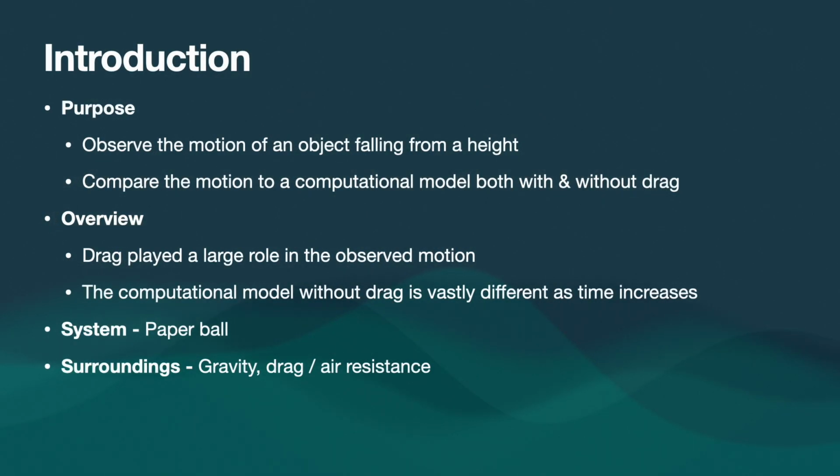So as an introduction, the purpose of this lab was to observe the motion of an object falling from a height, then compare the motion to a computational model both with and without drag. An overview: drag played a large role in this observed motion, and the computational model without drag is vastly different as time increases. Our system was the paper ball, and the surroundings were gravity, drag, and air resistance.